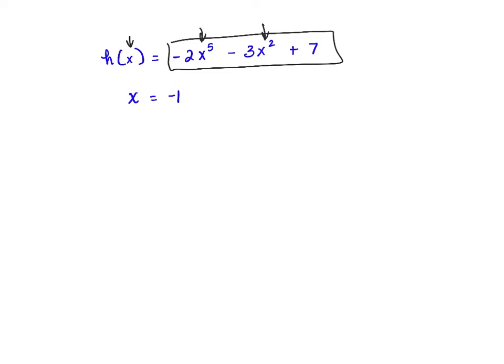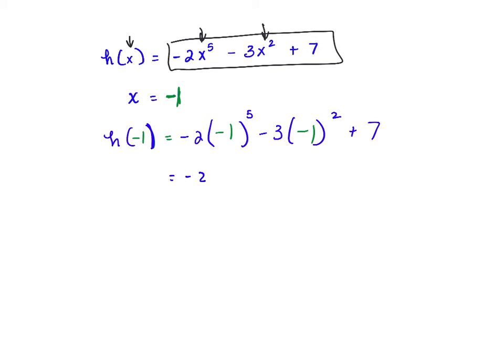So again, we just rewrite this function, but every time we see the x, we replace it with negative 1. So I've got, let's use blue for this, close off parentheses, negative 2, parenthesis, here comes that negative 1, close my paren, to the 5th power, minus 3, parenthesis, here comes a negative 1 to replace that x, squared, plus 7. All right, let's take care of exponents first.